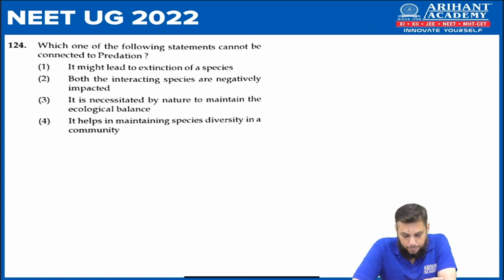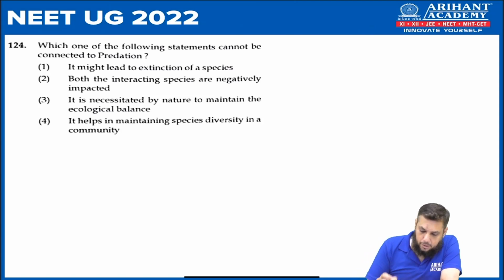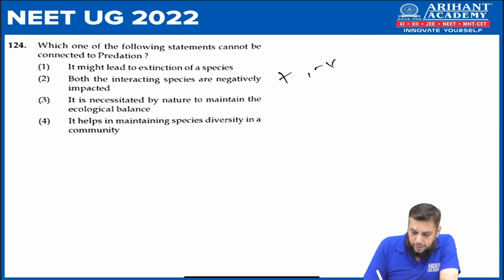124, which of the following statements cannot be connected to predation? It might lead to extinction of a species. Both the interacting species are negatively impacted. It is definitely a wrong statement. The one who is a predator is positively impacted, whereas the prey is negatively impacted. So it is positive and negative, not both negative. So this is a wrong statement.